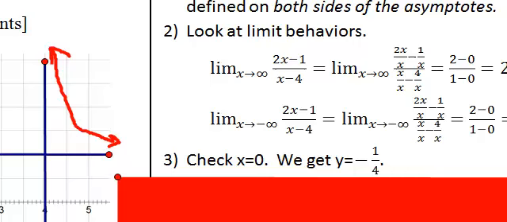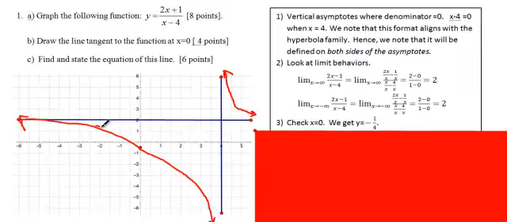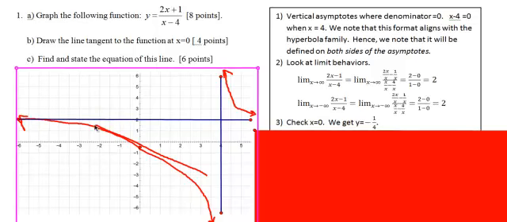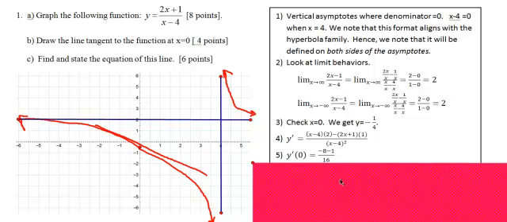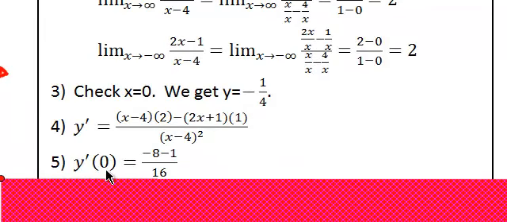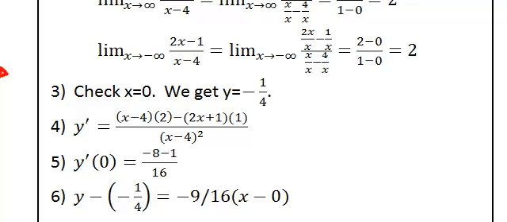Then the next question was to draw the tangent line at x = 0. So I'm just going to draw that right in there. It should have looked something like that. And it looks to me like this is a negative slope here. Then we're going to go ahead and find the derivative, which is the bottom times the derivative of the top, minus the top times the derivative of the bottom, all divided by the bottom squared. Then I'm going to put 0 in because we want the slope of the tangent line at that point, and we get -9/16.